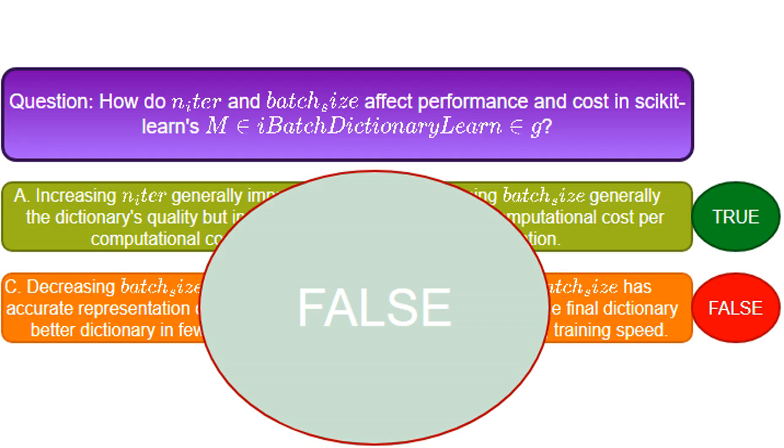I disagree with this statement. A smaller batch size introduces more noise, which is not always better. While it might seem intuitive that smaller batches lead to a better representation because they capture more detail, this often requires many more iterations to achieve similar performance as a larger batch size. It might even converge more slowly.